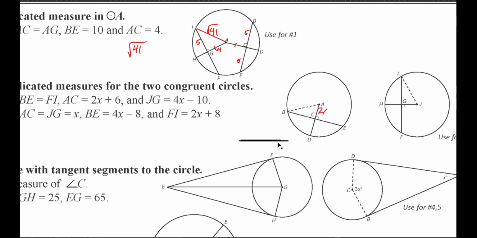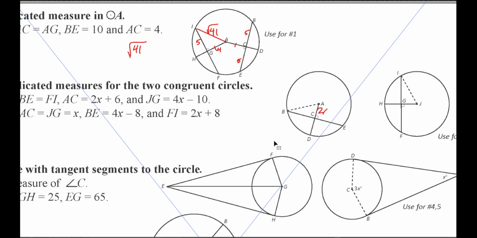What's that line right there? There it goes. That was weird. I don't know what I did. What did I say this was? 2x plus 6? There we go. And it says JG. So if JG is 4x minus 10, what do I know?